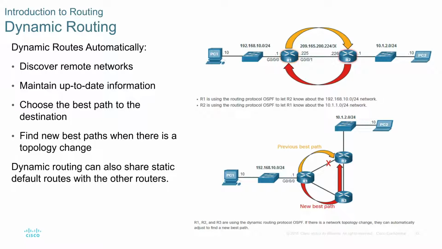Other protocols, such as EIGRP, will take into account the speed of the link, the load at any particular time, any kind of delay, and many other metrics to make it a much more efficient system. But because of the additional metrics, it is also a harder protocol to configure. The dynamic routing protocol will find the new best path when there is a topology change.